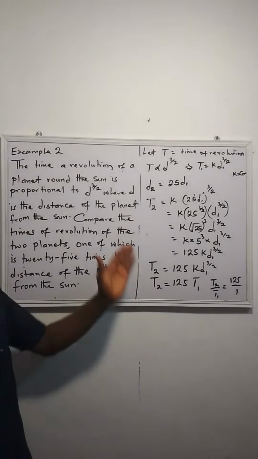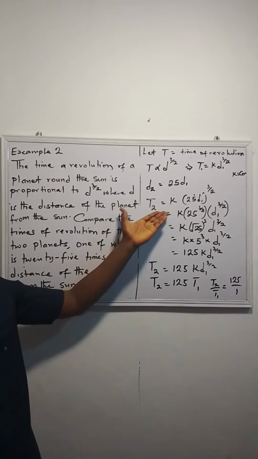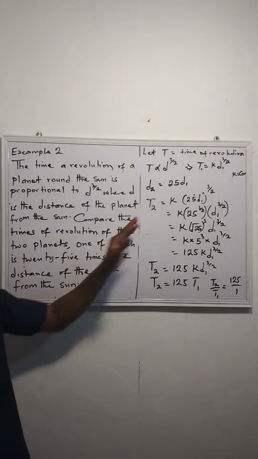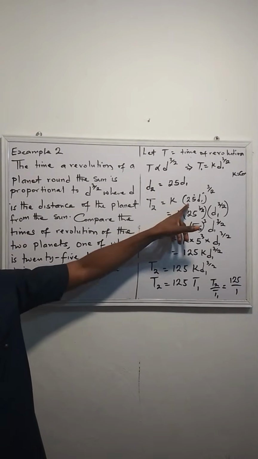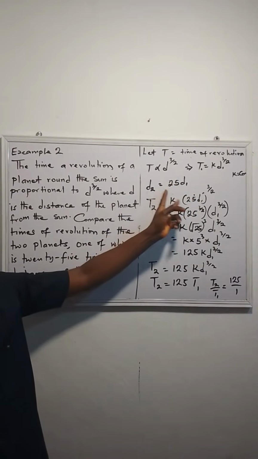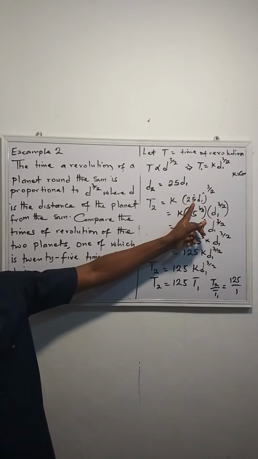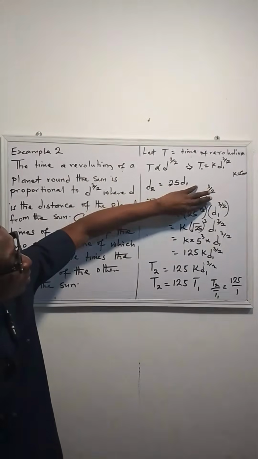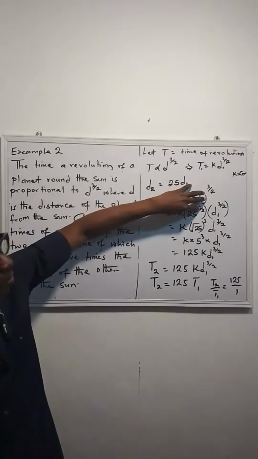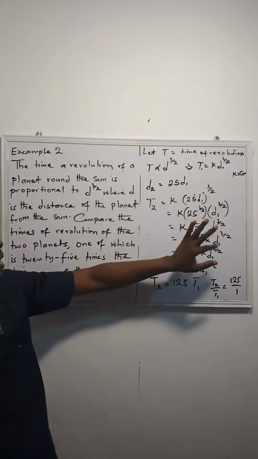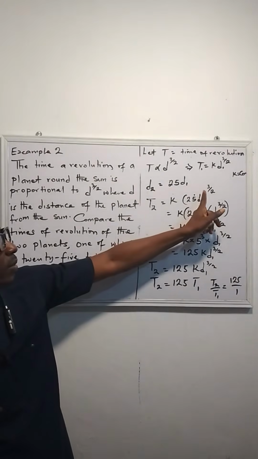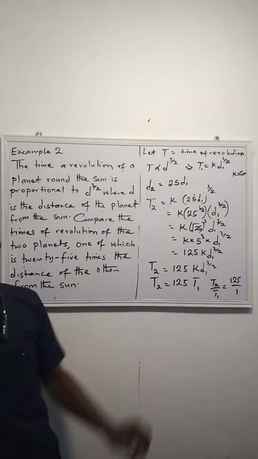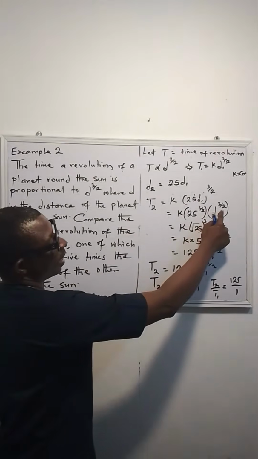Okay, so now we have an expression for T2, that is the time of revolution of the second planet. So we have T2 equals K times 25 D1, because D2 is the same thing as 25 D1, raised to the power of 3 over 2. So what is changing there is just this, which is the same thing as D2, and that's what we're supposed to plug in. Okay, so now we just do small mathematics here. This power here multiplies the power of 25 and that of D1. So that is how we arrive here.